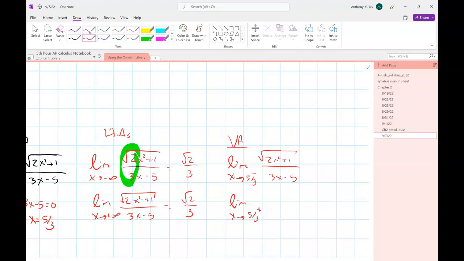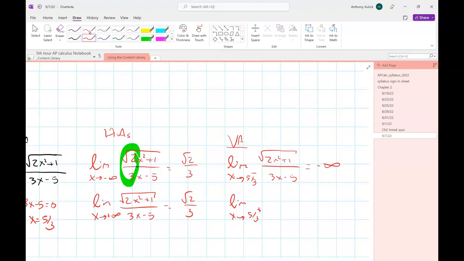If I pick something a little less than 5/3 and I substitute that in, I'm going to get a very, very small negative number in the denominator, but a positive number in the numerator. Everybody agree with that? That means that this is going to go to negative infinity. Everybody okay there?